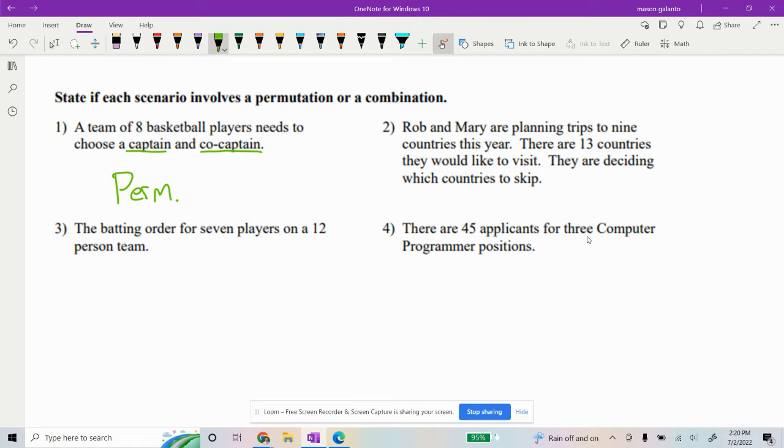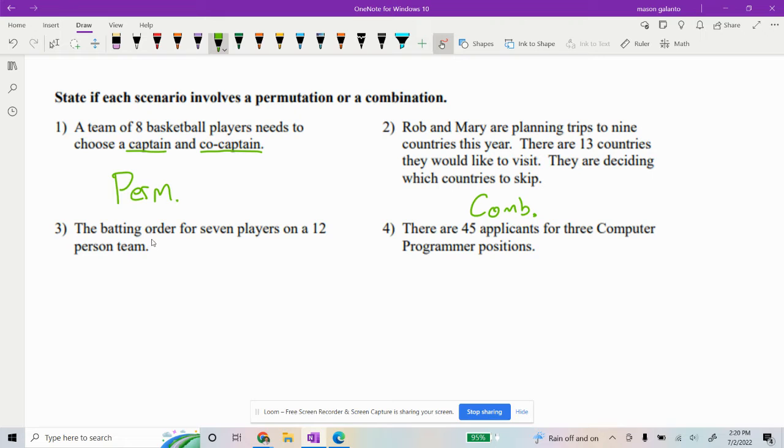Number 2, Rob and Mary are planning trips to 9 countries this year. There are 13 countries they would like to visit. They are deciding which countries to skip. In this particular case, because we don't know which countries they're going to get rid of and they don't care which ones they go to, we can choose a combination here. Note it's just the entire group as a whole versus actually the specific order at which we are visiting the countries.